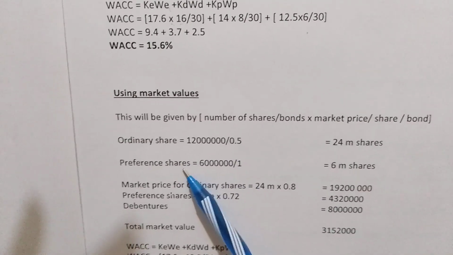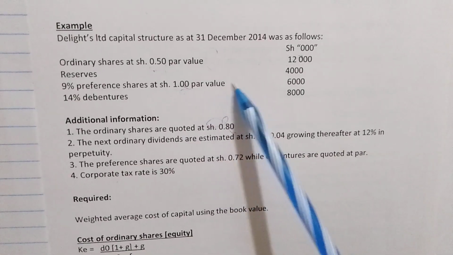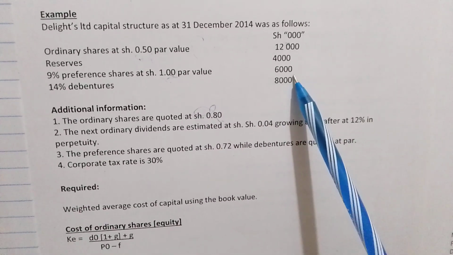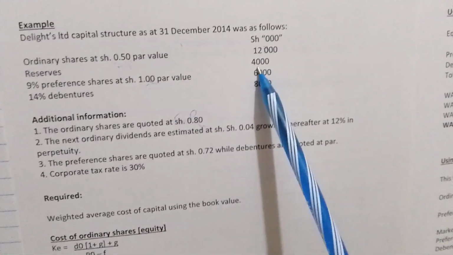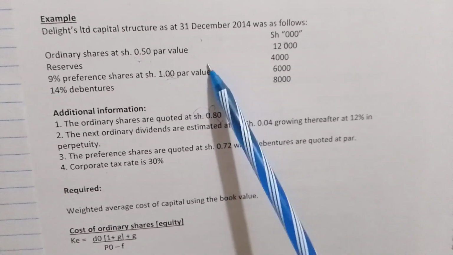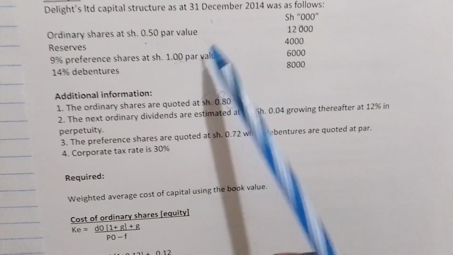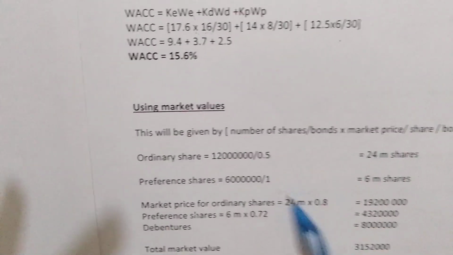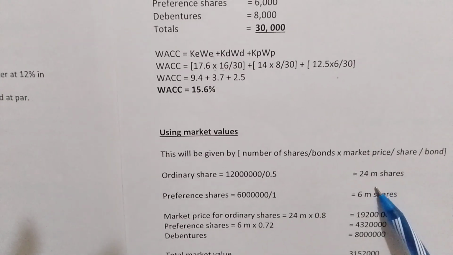Then preference shares, the total value of preference shares is 6 million. The par value is 1. So how many shares do we have? This company has 6 million shares, because 6 million divided by 1 is 6 million. So 6 million shares is what we have.